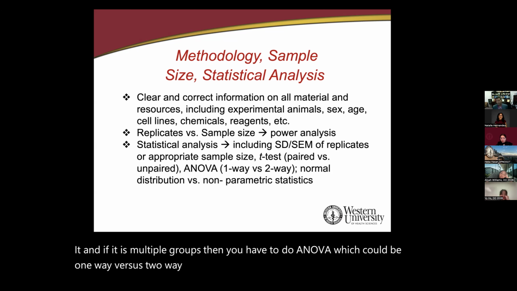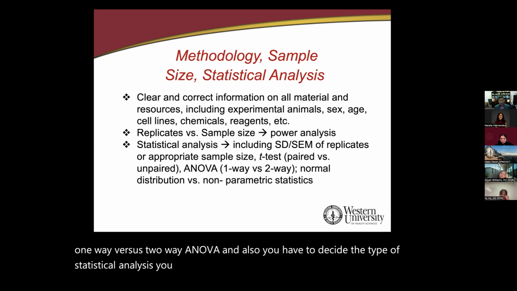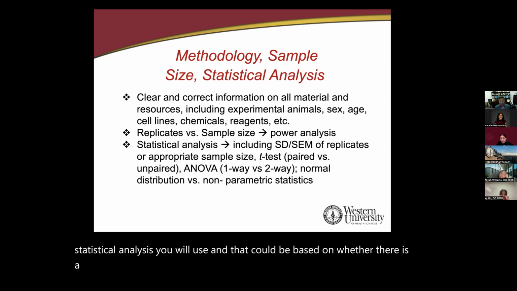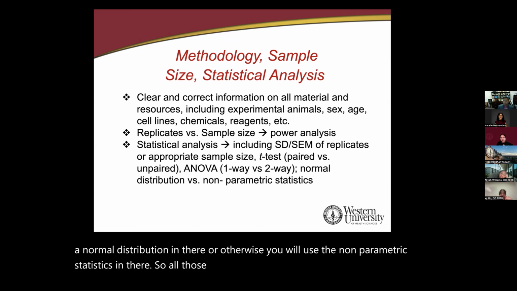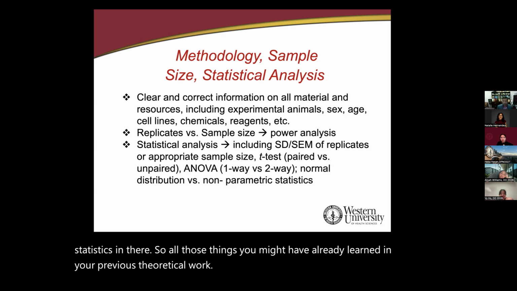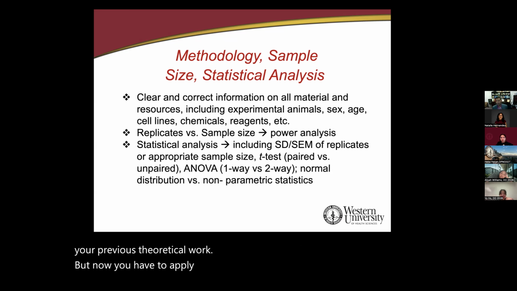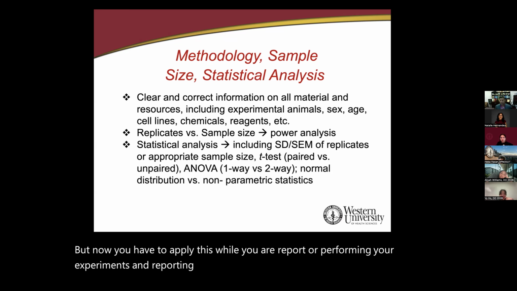And if it is multiple groups, then you have to do ANOVA, which could be one-way versus two-way ANOVA. And also, you have to decide the type of statistical analysis you will use, and that could be based on whether there's a normal distribution, or otherwise you will use non-parametric statistics. So all those things you might have already learned in your previous theoretical work, but now you have to apply this while you are performing your experiments and reporting your data.